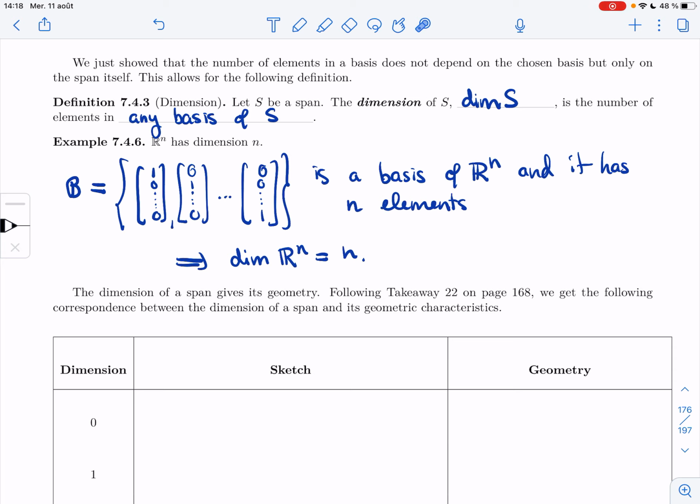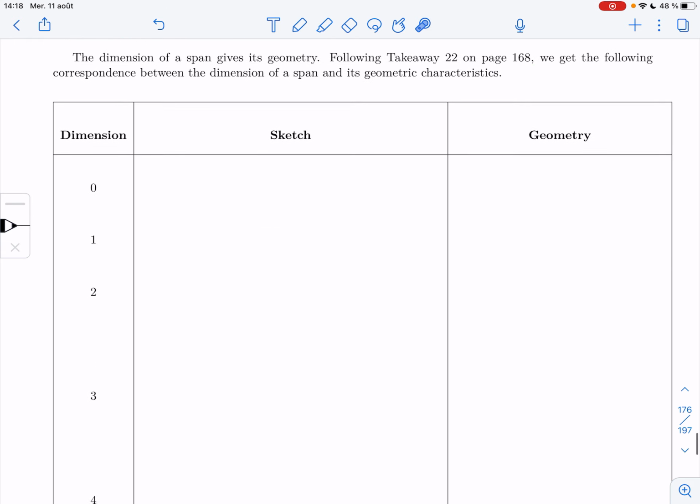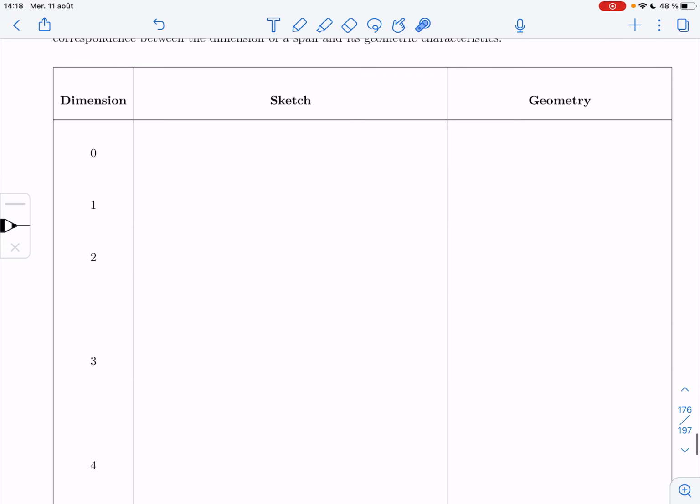All right, so the dimension of a span is what's important. That's what tells us about its geometry. Following takeaway 22 on page 168, we get the following correspondence between the dimension of a span and its geometric characteristics. All right, so let's see. Dimension 0. Well, that's just the point. And so the geometry is, well, I guess one point. Maybe the origin.